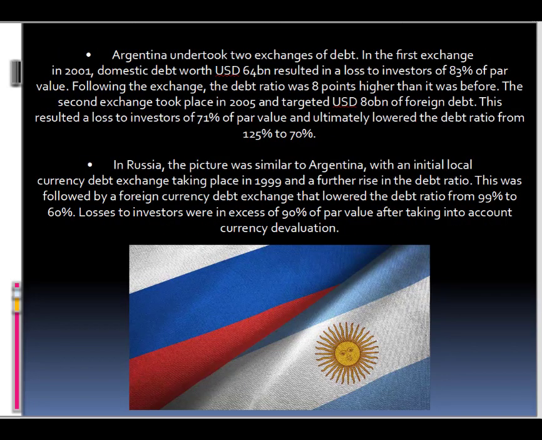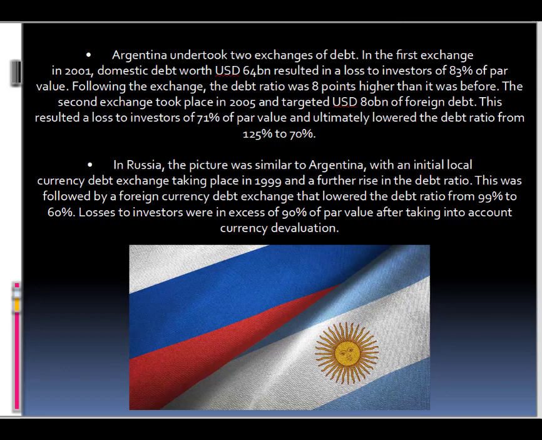Argentina undertook 2 exchanges of debt. In the first exchange in 2001, domestic debt worth $64 billion resulted in a loss to investors of 83% of par value. Following the exchange, the debt ratio was 8 points higher than it was before. The second exchange took place in 2005, and targeted $8 billion of foreign debt. This resulted in a loss to investors of 71% of par value and ultimately lowered the debt ratio from 125% to 70%.